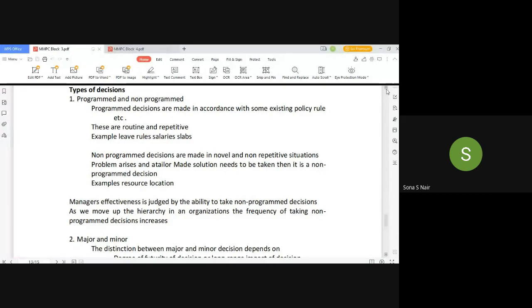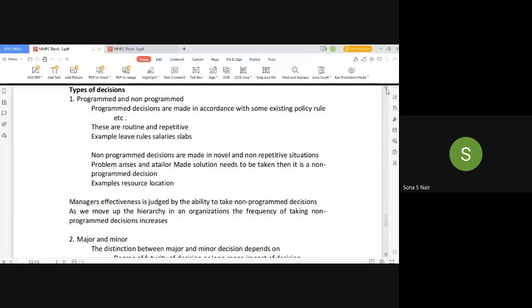Non-programmed decisions are made in novel and non-repetitive situations. A certain problem arises and a tailor-made solution needs to be found, right? Then it is a non-programmed decision. Examples could be resource allocation, or some kind of strategy development, some kind of target not being achieved, some kind of threat in the environment, some kind of opportunity in the environment. For all these situations, non-programmed decisions.